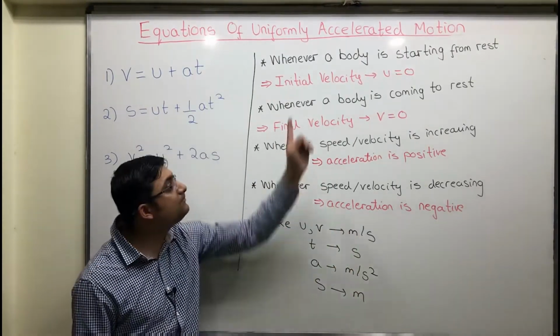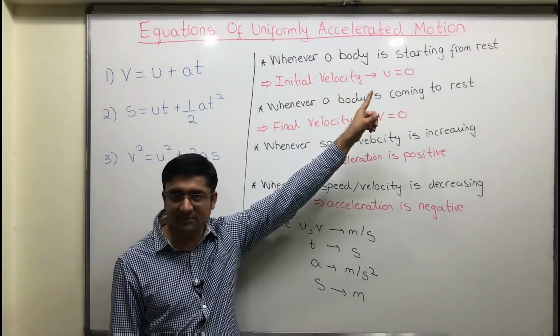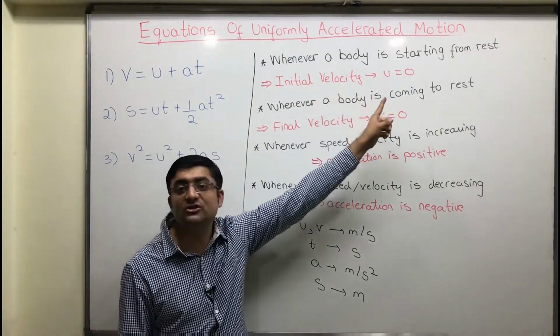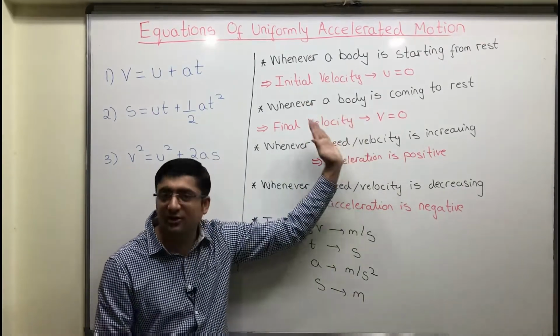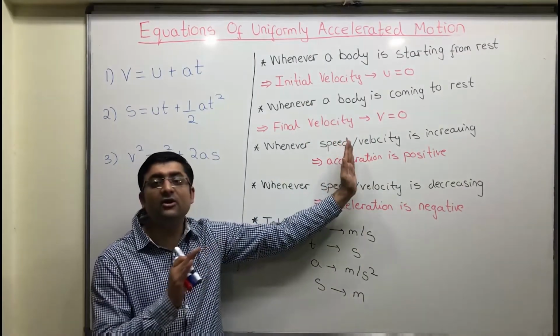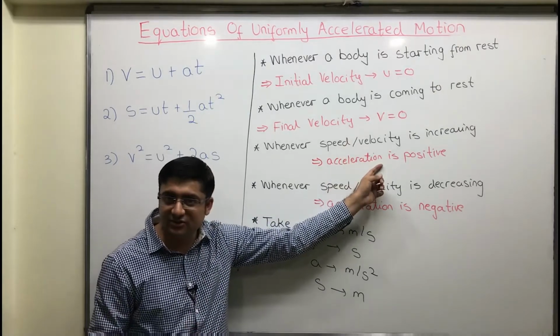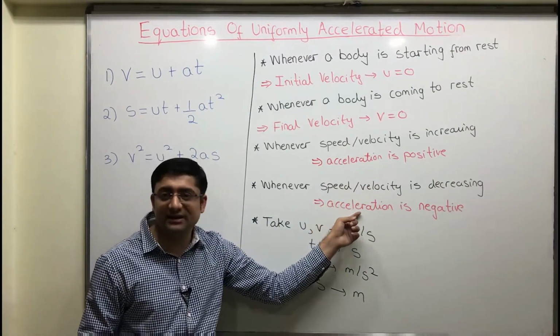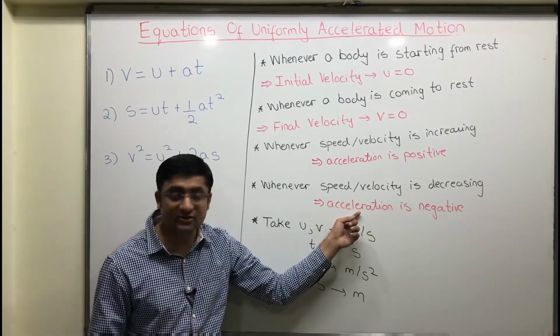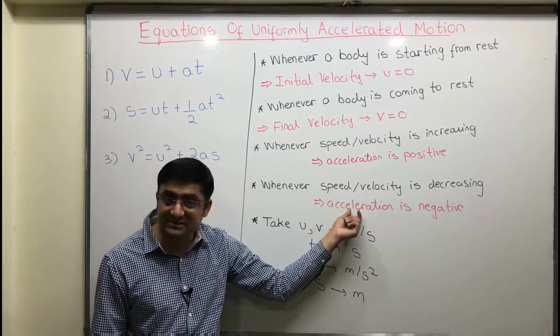I repeat once again, whenever any body is starting from rest, that means initial velocity of that body is 0. Whenever a body is coming to rest, that means final velocity is 0. Whenever speed or velocity is increasing means acceleration is positive. Whenever speed or velocity is decreasing means acceleration is negative, retardation or deceleration. So we'll have to take the value of acceleration as negative.